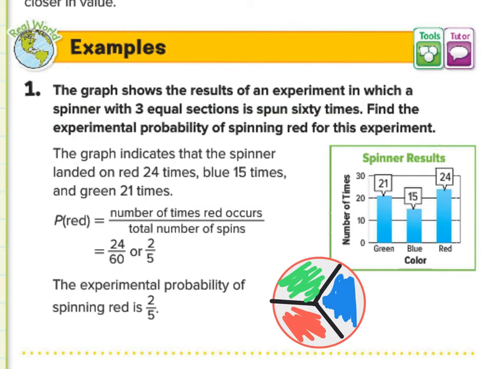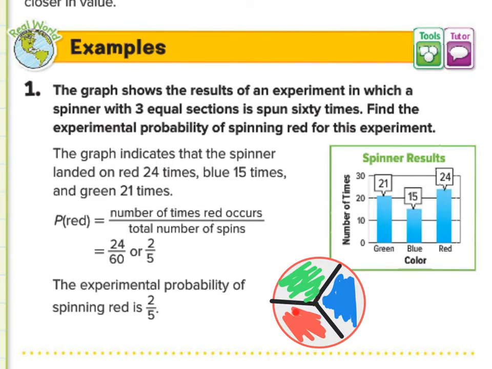Let's take a look at example 1. The graph shows the results of an experiment in which a spinner with 3 equal sections is spun 60 times. Find the experimental probability of spinning red for this experiment. So here's our spinner, right? We have the little spinner in the middle.